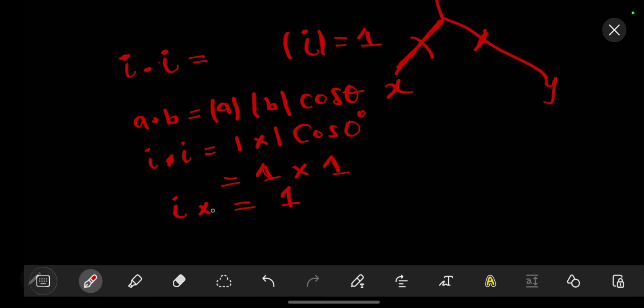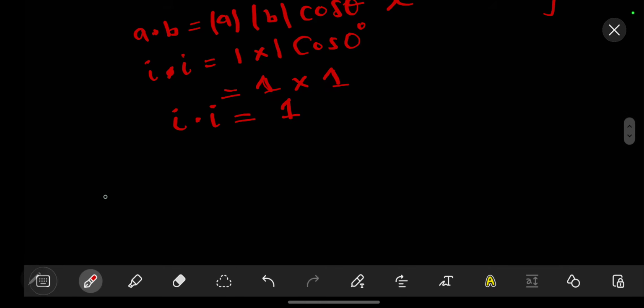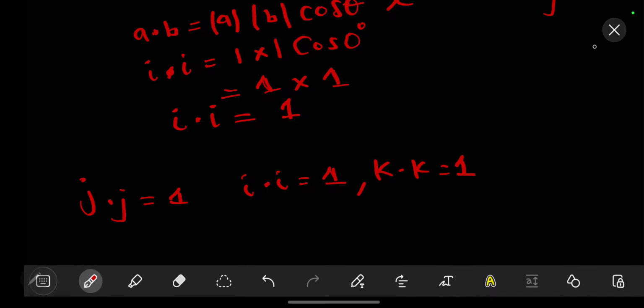So if you have I dot I, this one will give you 1. Now, to make a summary, as long as you have the same components, j dot j should be equal to 1. I dot I should be equal to 1. If you have the k, which is associated with the z, k dot k should be equal to 1, like that.